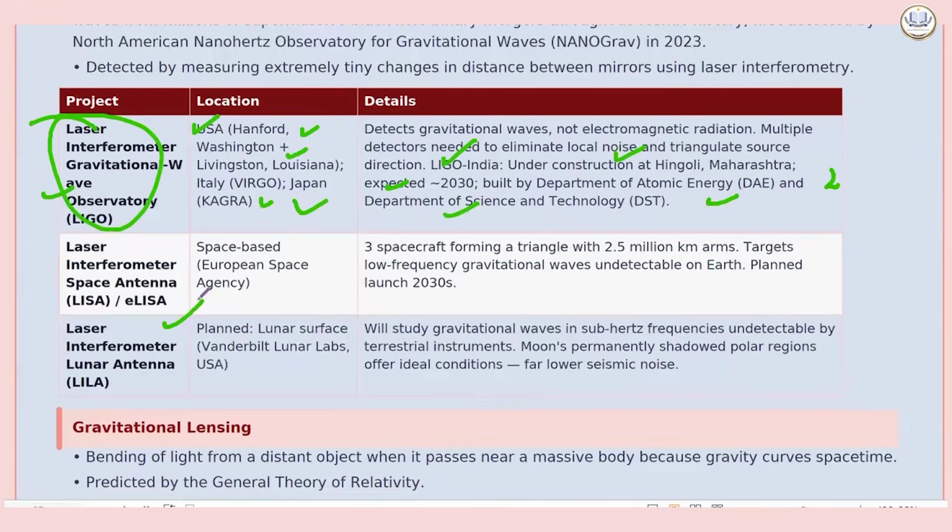Then LISA, this has already been asked: Laser Interferometer Space Antenna, or eLISA, space-based, by the European Space Agency. eLISA was an advanced one.